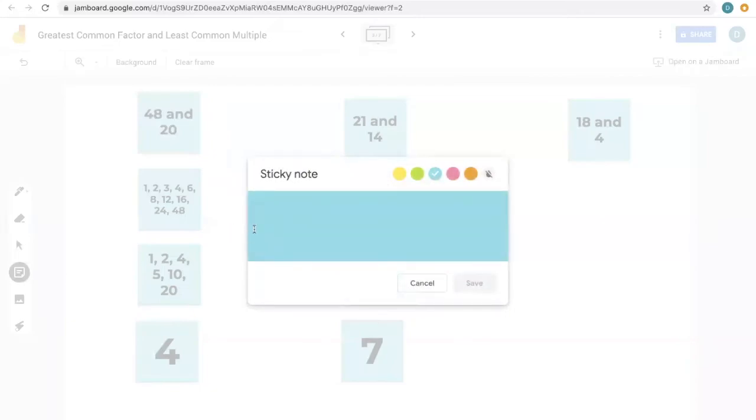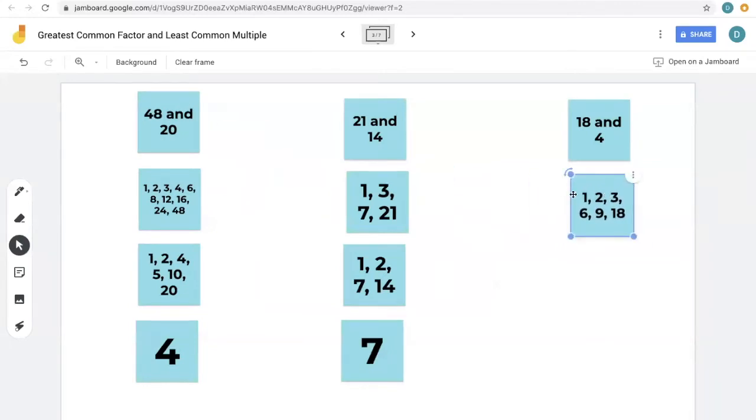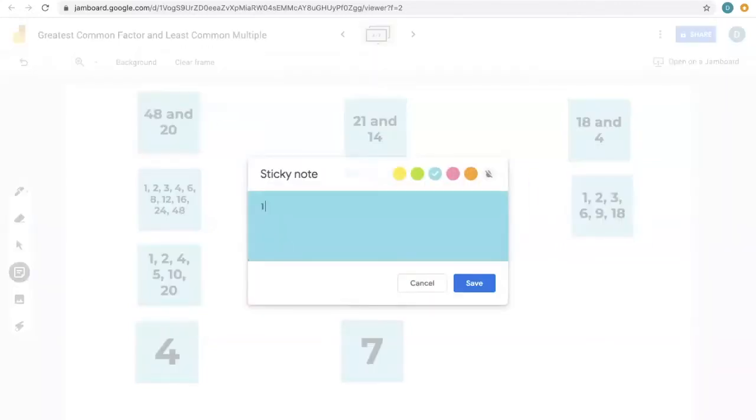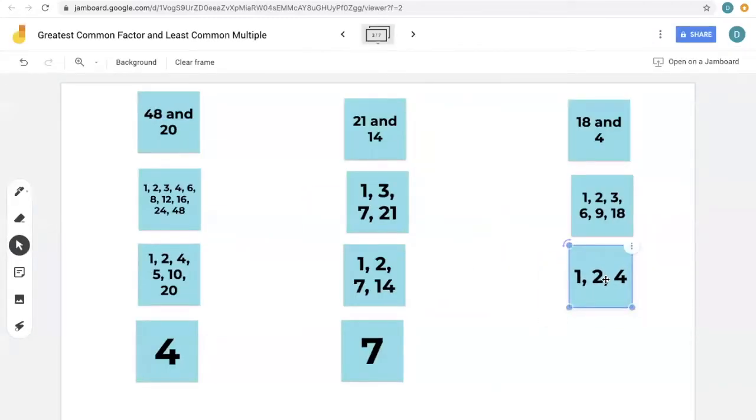And finally, 18 and 4. So some factors of 18 are 1 and 18, 2 and 9, 3 and 6. And then some factors of 4, 1 and 4, and then 2 and 2, and I'm just going to list 2 once. So we have 1 and 1, 2 and 2, no 4, so that means 2 is our greatest common factor.